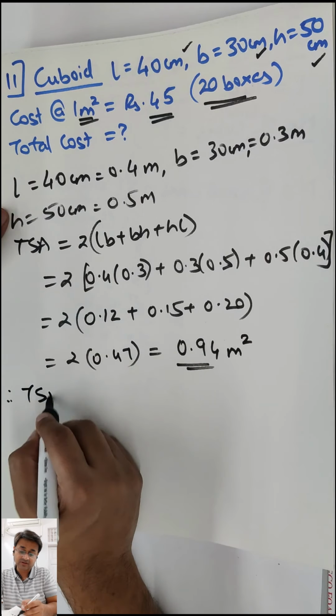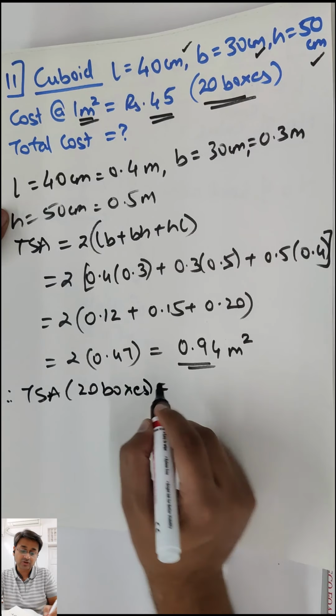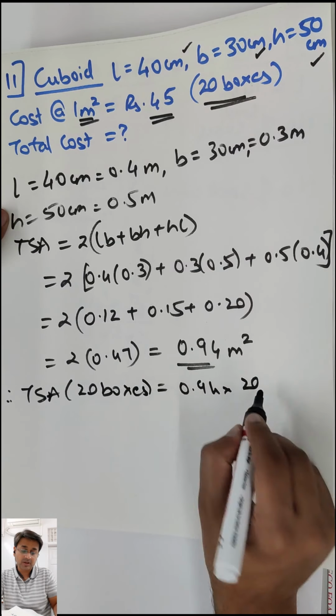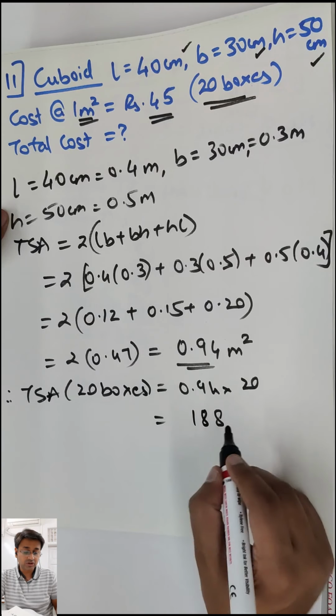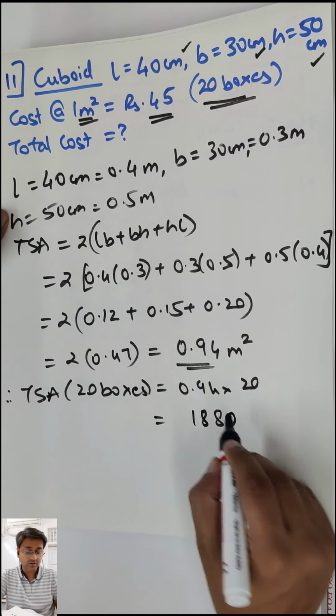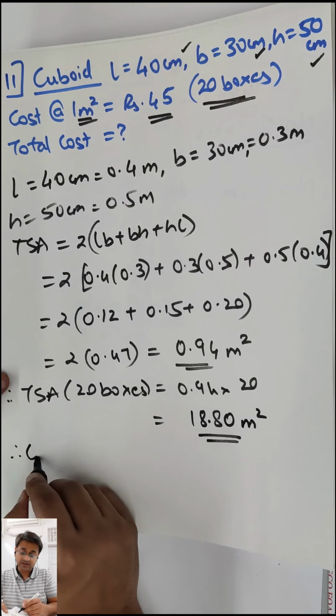So therefore total surface area of 20 boxes will be how much? So multiplied by 20. So 1 decimal moves off, 4 2s are 8, 9 2s are 18. So 188, and 1 decimal. So 18.8 meters square. And now find the cost.